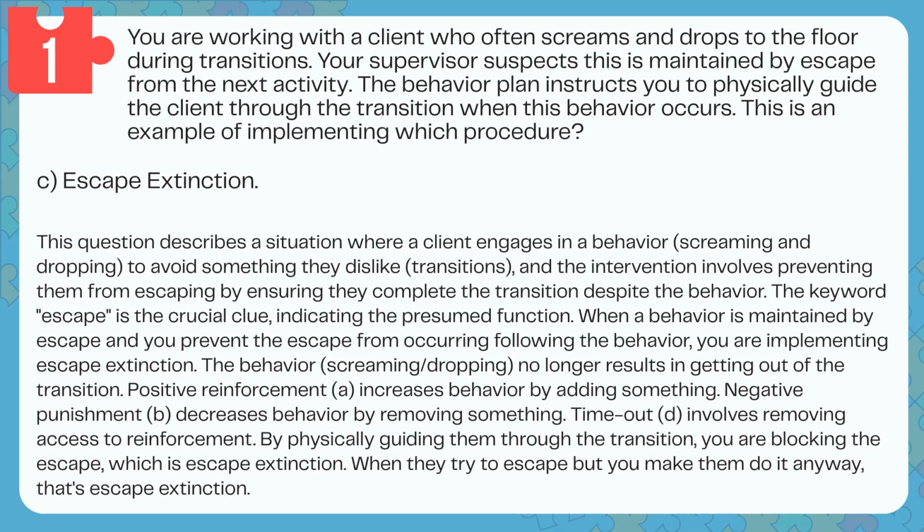Answer: C. Escape extinction. Explanation: this question describes a situation where a client engages in a behavior, screaming and dropping, to avoid something they dislike, transitions, and the intervention involves preventing them from escaping by ensuring they complete the transition despite the behavior. The keyword escape is the crucial clue, indicating the presumed function.